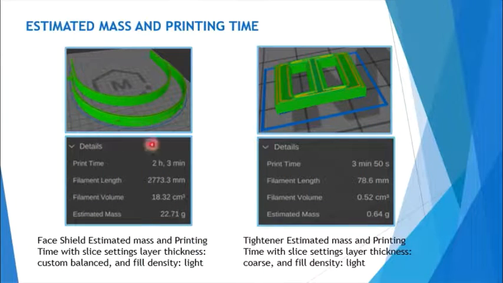The picture here shows the estimated mass and printing time for both the face shield holder and the tightener for the face shield holder. I was able to obtain these printing times and estimated masses by changing the slice settings in the Meta Control, which for the face shield is a thickness set to custom balanced with a light fill density, and for the tightener is a coarse thickness with a light fill density.